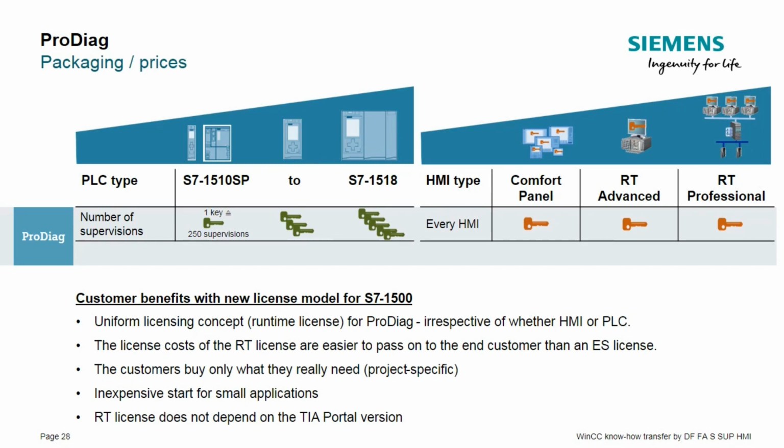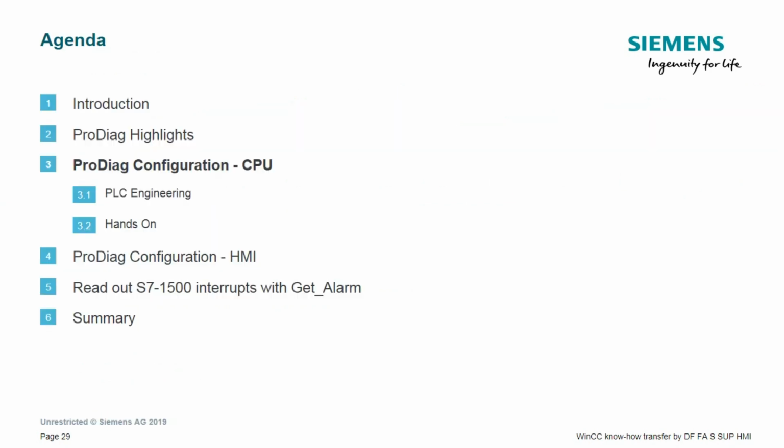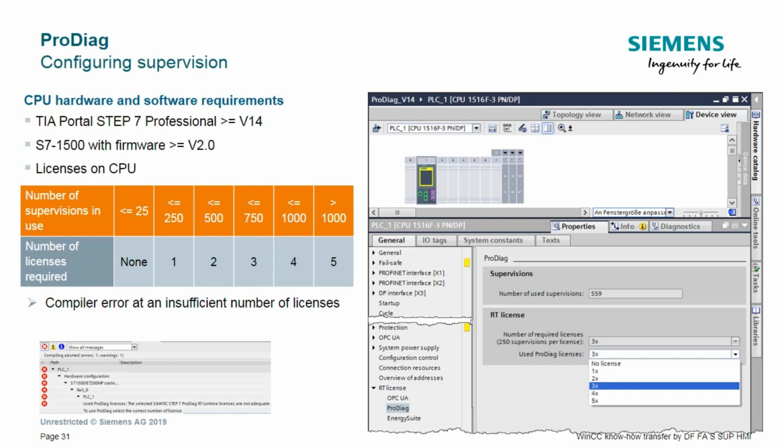Okay. PLC engineer. There you go. That's what it is. So 25 supervisions included without license, and then 250, 500, so you multiply it by the number of keys you have. And one requirement is, like I said before, version 14. And the other requirement is that your 1500 has at least firmware version 2.0. And the configuration of the licensing is done in the PLC configuration itself. Okay.